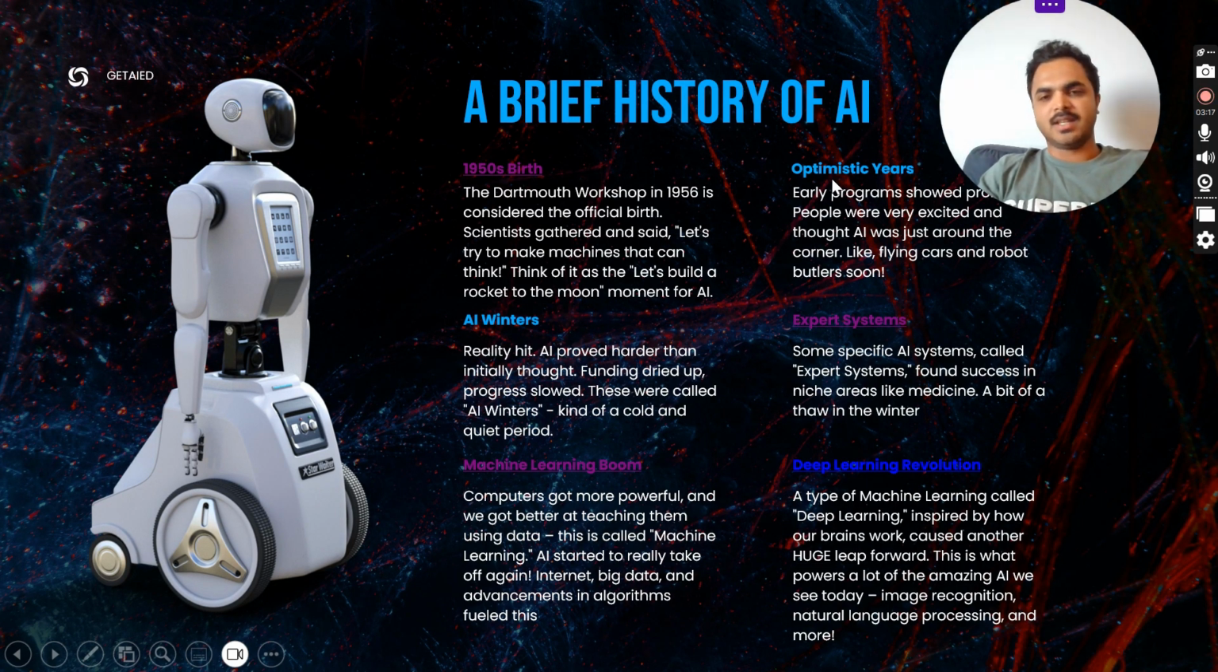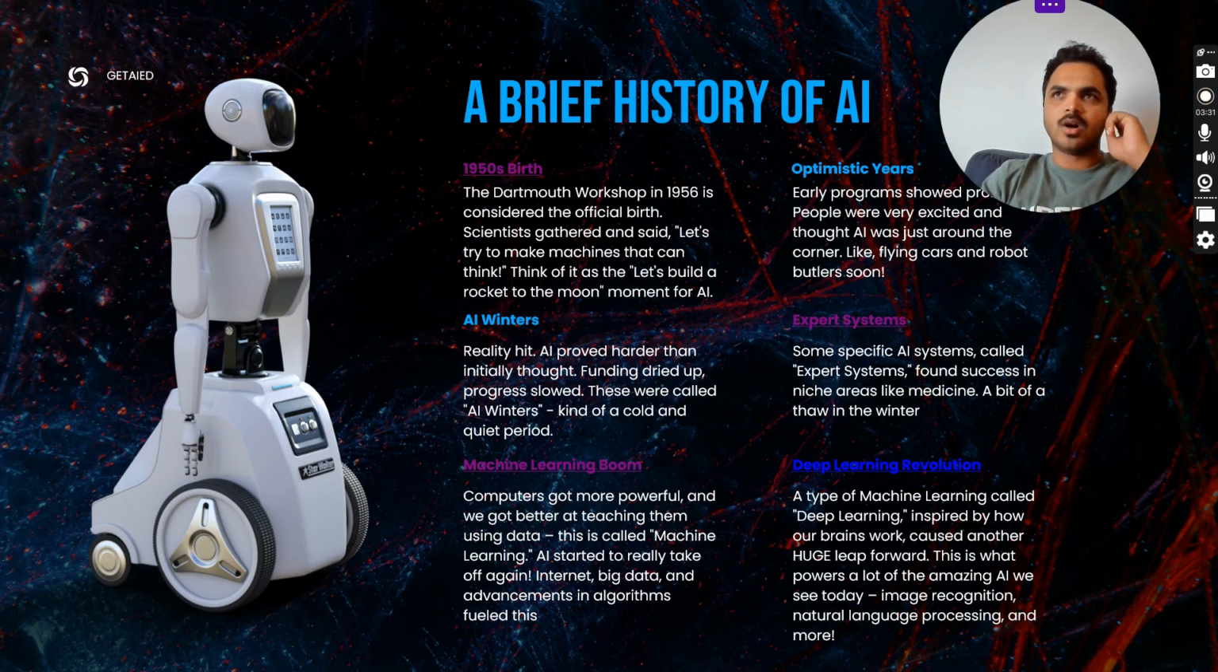And then we had the optimistic years where we were thinking there would be flying cars and robot butlers, but it hasn't happened yet. Maybe in the future, of course. Then there was a short period of AI winters, during the Cold War and the space race, when the funding was drying up. Initially we thought AI was easily achievable, but it proved harder to achieve. So it was a bit of a cold or quiet period for AI.